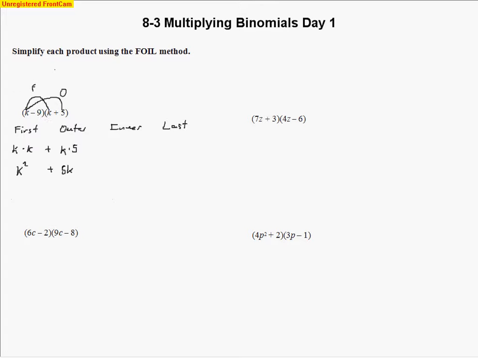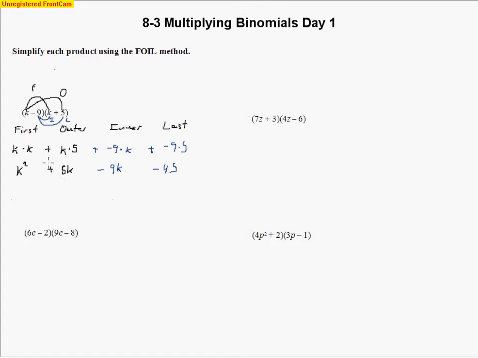So now I've multiplied the first terms and the outer terms. I multiply k by each of the terms. Now I'm going to do the same thing with the negative 9. So I multiply the negative 9 by this k here. Those are called the inside terms, the inner terms. So I'll write plus, and then it's going to be negative 9 times k. So that makes a minus 9k. And then the negative 9 needs to be multiplied by the 5, and those are called my last terms. So I'll write down plus negative 9 times 5 makes a minus 45.